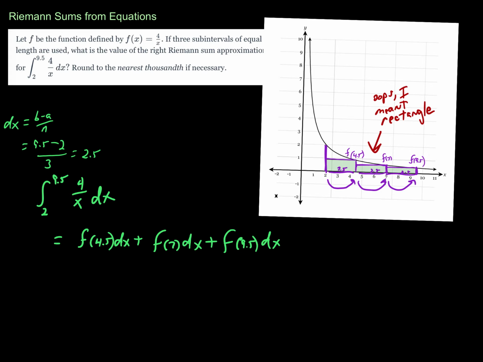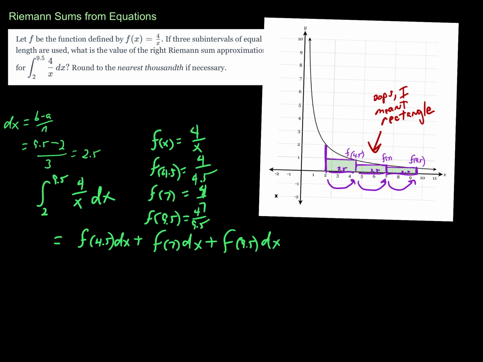Plug this in. Think about this. You know that f of x is 4 over x. If I want to know what f of 4.5 is, all I'm doing is plugging it in where the x is, so 4 divided by 4.5. If you want to know what f of 7 is, it's 4 over 7. And of course, the last one, f of 9.5, is 4 over 9.5.